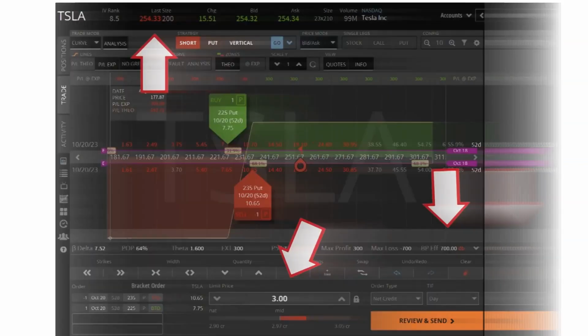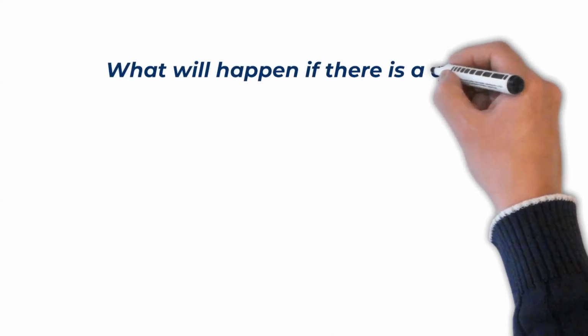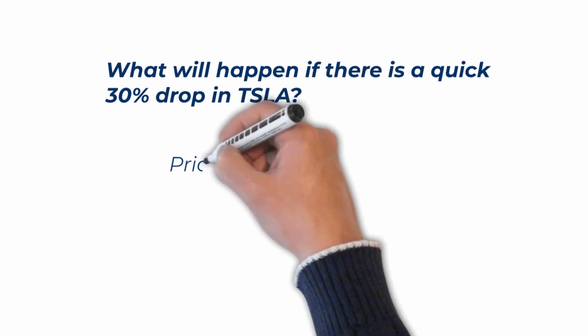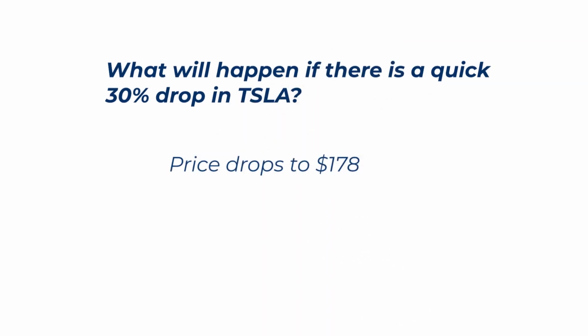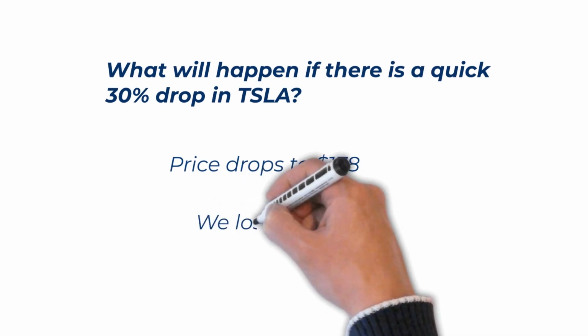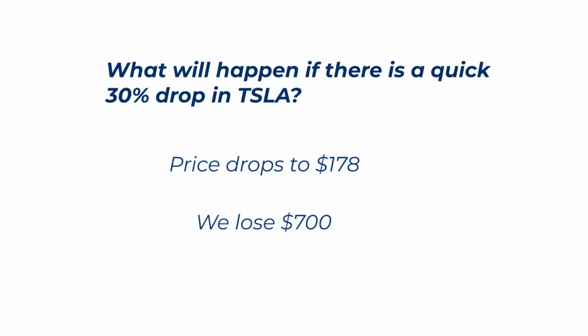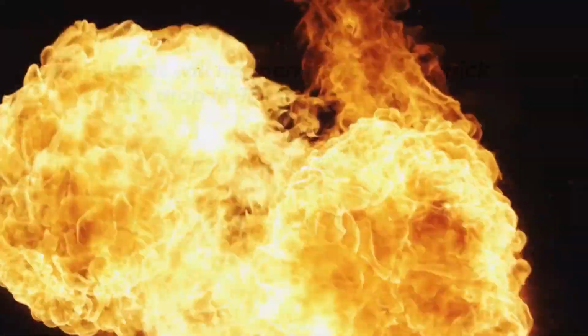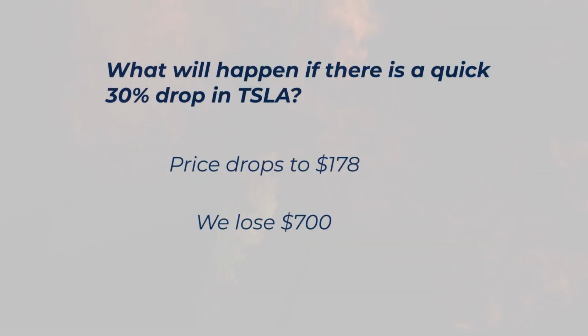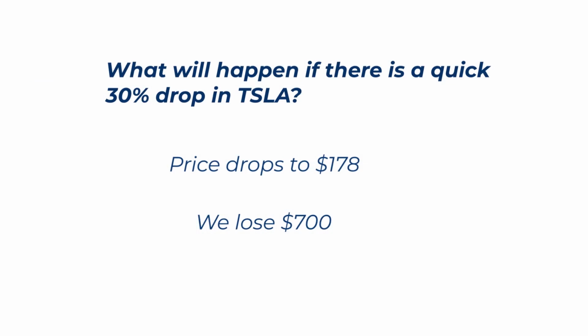Now, what will happen if there's a quick 30% drop in Tesla? The price would drop from $254 to $178, so we would definitely be at max loss and we would lose $700. In this case, we were completely blown out and would not own the shares or store of value since we bought the put option as well. We could not hold the stock until the market came back as we could with the short cash secured put option. Remember that stock, and not options, is a store of value.